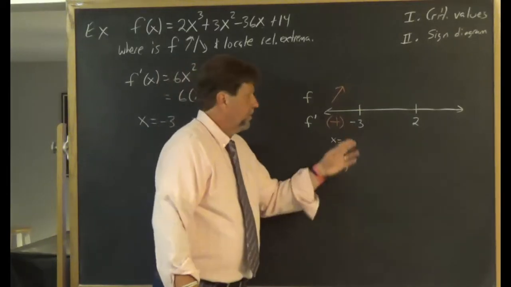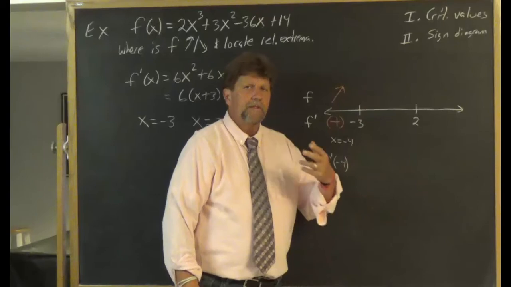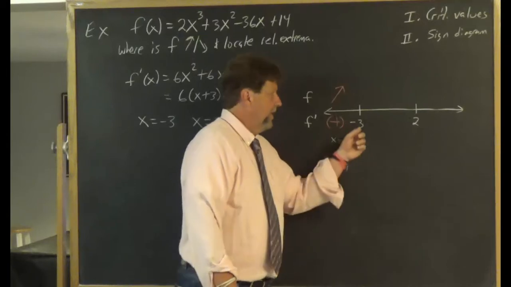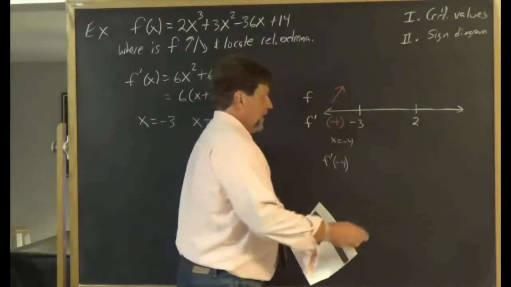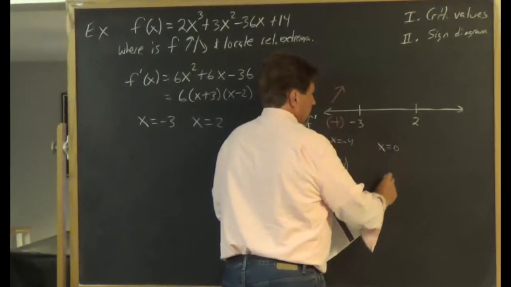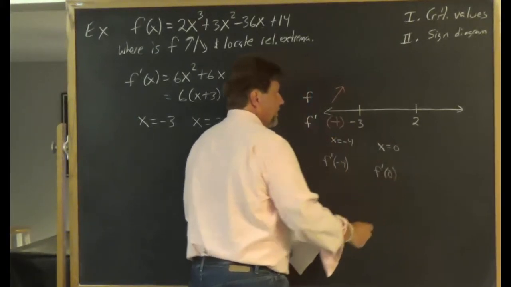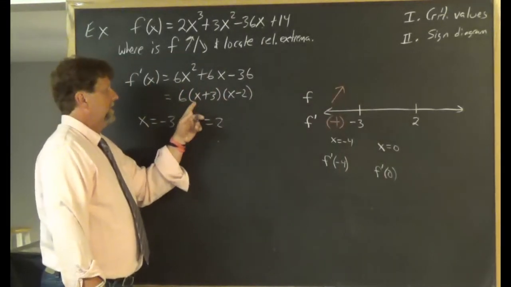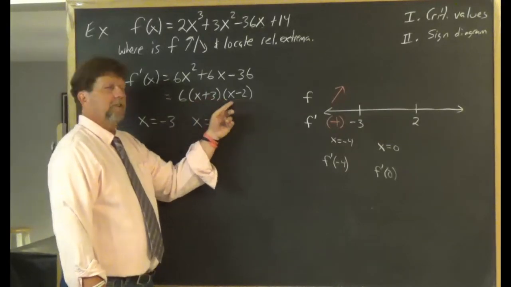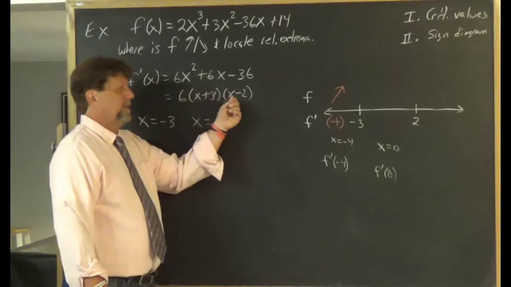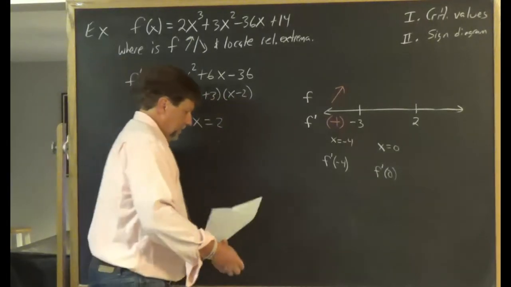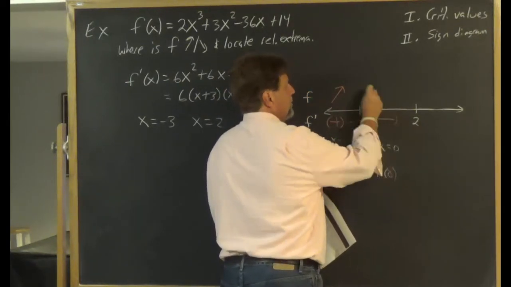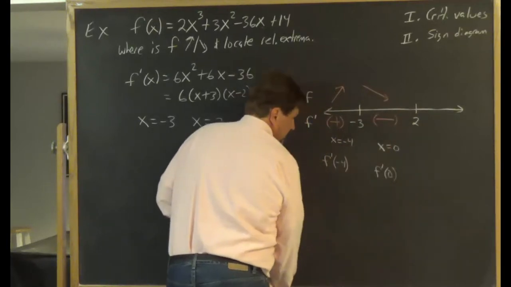Now I move to the next interval, which is -3 to 2, and I go through the same process. Pick a number that you know is definitely in the interval -3 to 2. Personally, here, I would pick 0. Evaluate the derivative at 0 to see what comes out. So 0 comes in for the x's into the derivative. This factor would be positive, this factor would be negative. Positive times negative is negative. So on the interval -3 to 2, the function is decreasing.